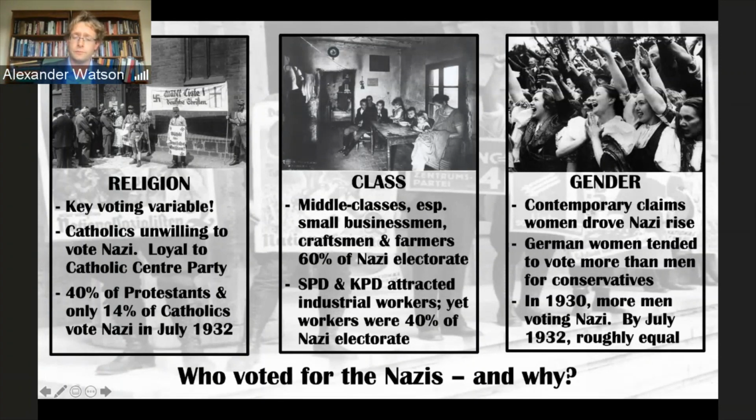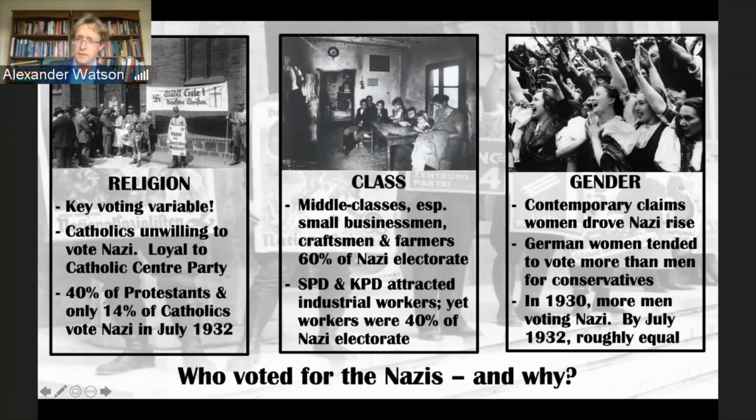But it turns out workers are much more important than was recognised before as well. Industrial workers who work in factories tend to support either the Social Democratic Party, the mainstay of Weimar democracy, or the communists. But other types of workers, workers in commerce, agricultural workers, were actually pretty keen on the Nazi Party, and some 40% of those voting for the Nazis in the early 1930s were of working-class origin.